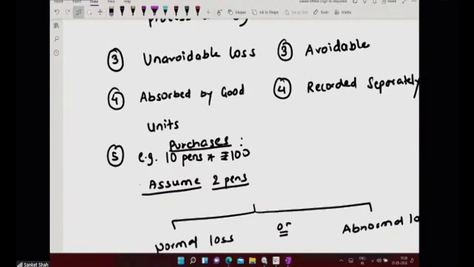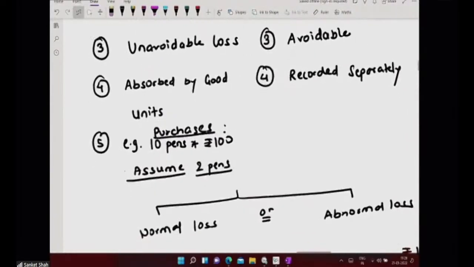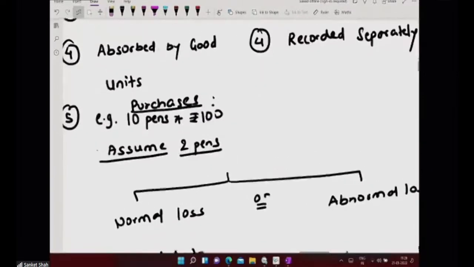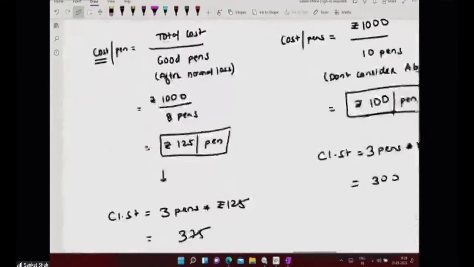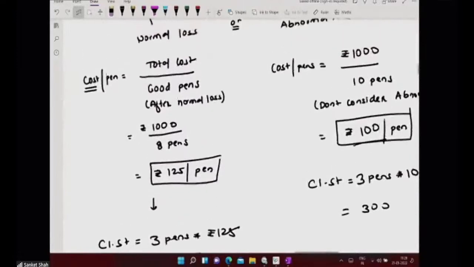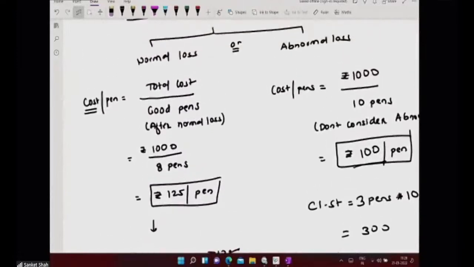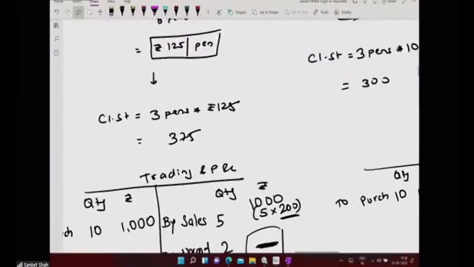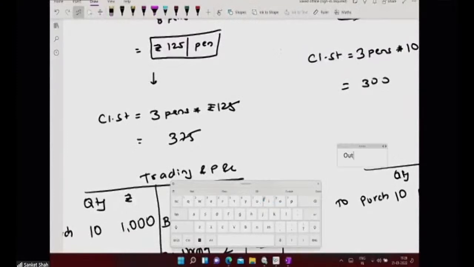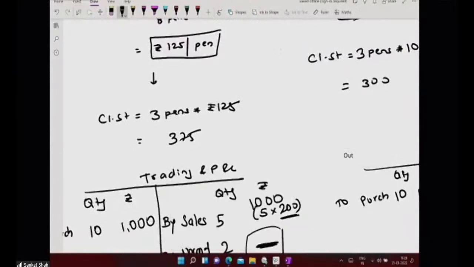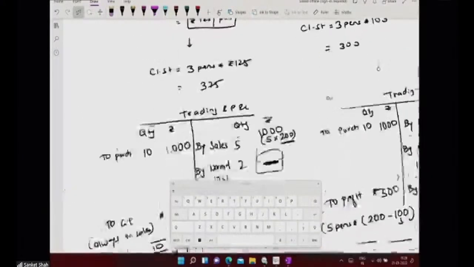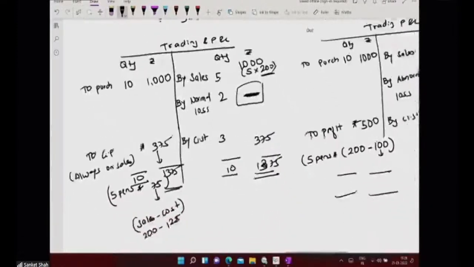They will explain only that it is unavoidable and it is avoidable. But what is the impact of absorbed by good units? So beta, you divided it by 8 pens and it is recorded separately. Here you have divided by 10 pens only. So cost per pen is 125 in this case and 100 rupees in the other case. This is abnormal loss. And closing stock is recorded at 375 in one and only 300 here. So this is the closing stock value. After that, take a screenshot of the trading and P&L account.